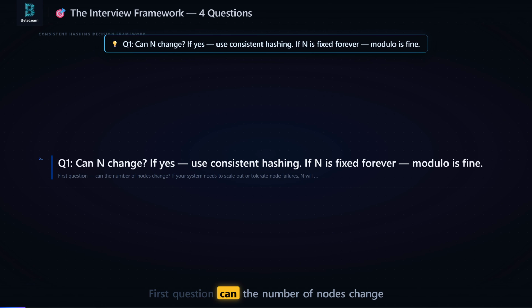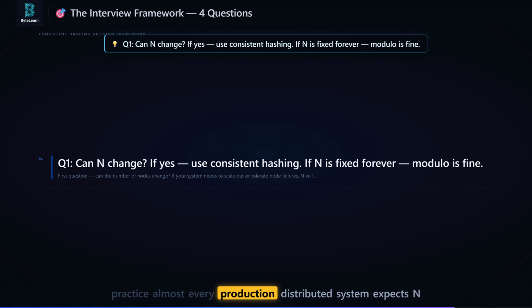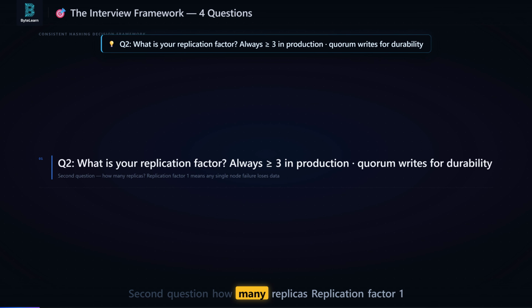First question: can the number of nodes change? If your system needs to scale out or tolerate node failures, n will change. Use consistent hashing. If you are building a small fixed size system where the number of nodes is truly constant, a local cache with exactly 3 nodes forever, modulo hashing is simpler and correct. In practice, almost every production distributed system expects n to change. Default to consistent hashing.